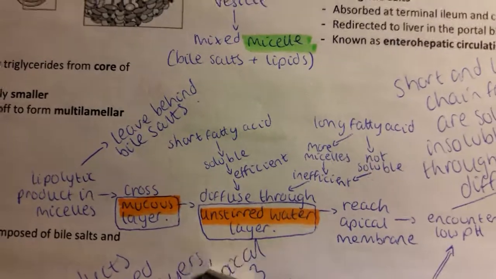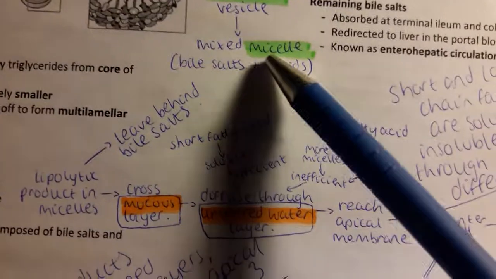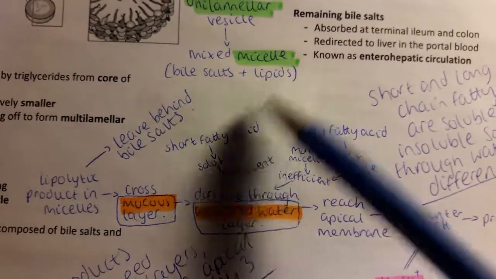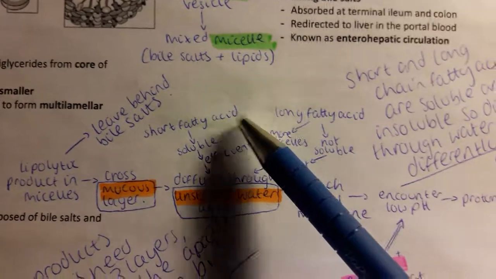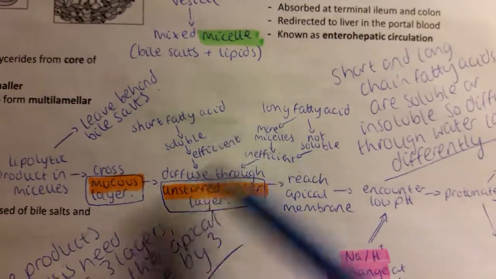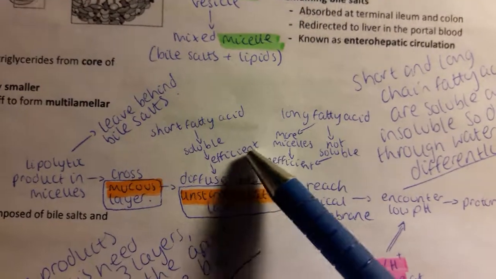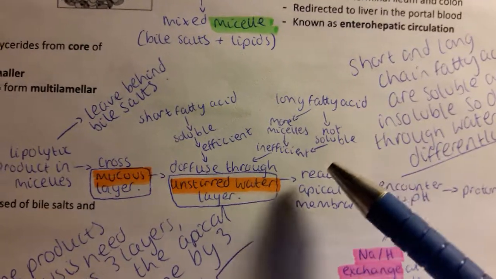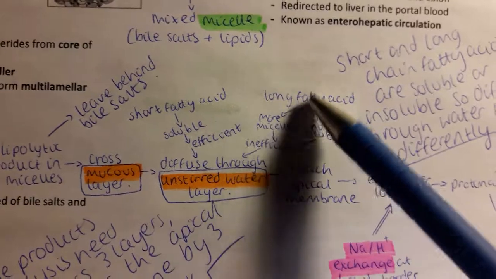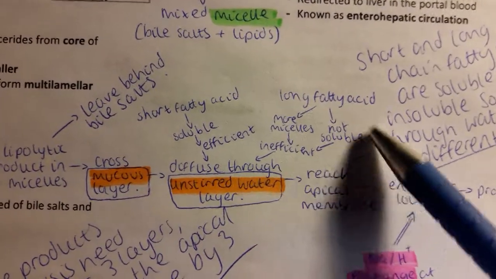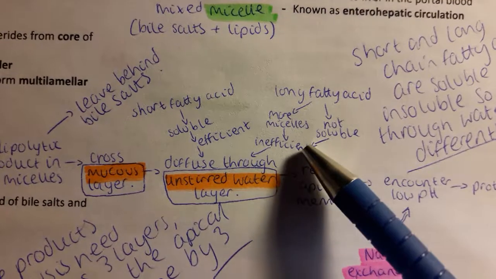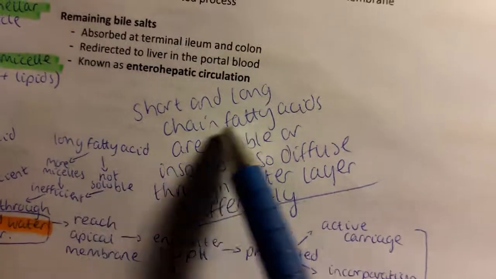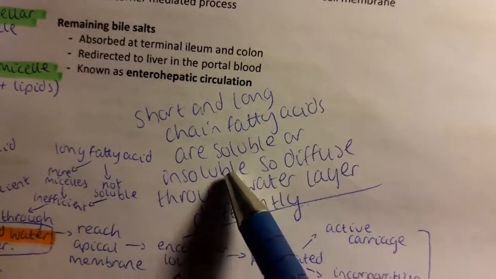And now one thing to pick up upon here is that when you've hydrolyzed the triglycerides and you form the micelles of bile salts and lipids and fatty acids, you've got short fatty acids as well as long fatty acids. And the short fatty acids, they're soluble, so therefore they efficiently diffuse through the unstirred water layer. Whereas the long-chain fatty acids require more micelles because they need to be broken down more, first of all. And secondly, they're not soluble. So they're inefficient in diffusing through the unstirred water layer, which is summarized here. So short and long chain fatty acids, they're either soluble or insoluble.